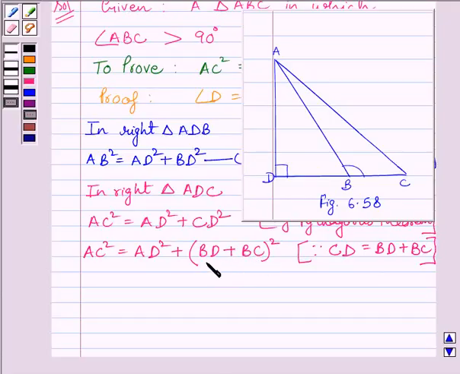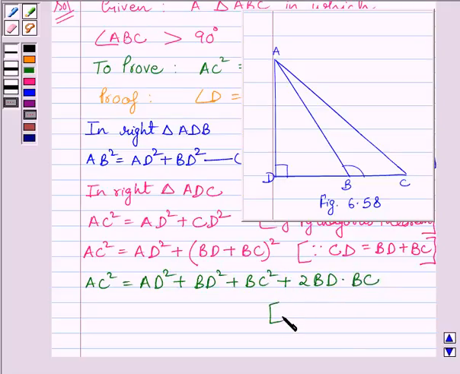Now, applying the formula for A plus B whole square, we get AC square is equal to AD square plus BD square plus BC square plus 2BD multiplied by BC. We know A plus B whole square is equal to A square plus B square plus 2AB. So, we have applied the formula of A plus B whole square in this bracket.